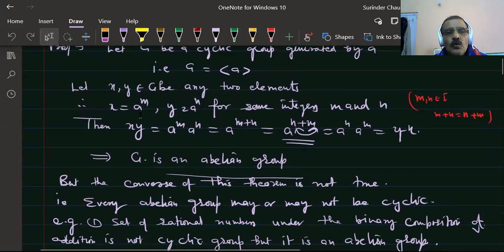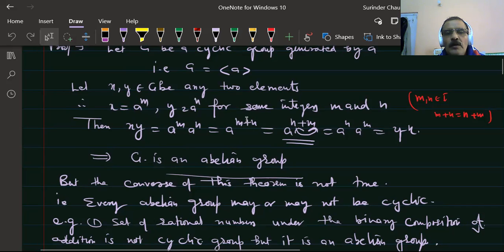Now our aim is to show that this is an abelian group. So let's find the product of these elements. These two elements belong to G. Find their product x into y. Substitute the values a power m into a power n. Since the base is the same, the powers add.